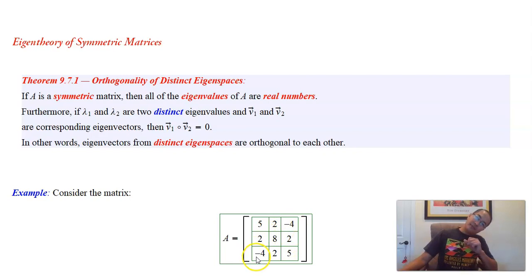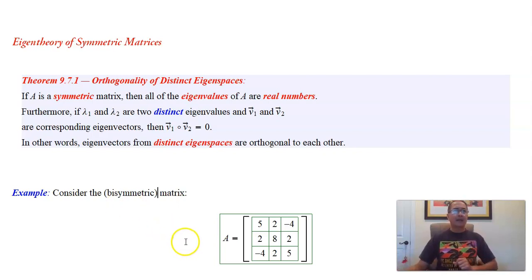Notice that if you look this way, you also have that those 2's and those 2's reflect each other, and the 5's also reflect each other. It's what's called a bisymmetric matrix. I should write that down. Maybe you will Google it. So it's actually a bisymmetric matrix.